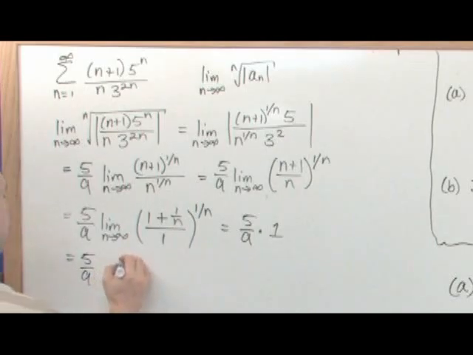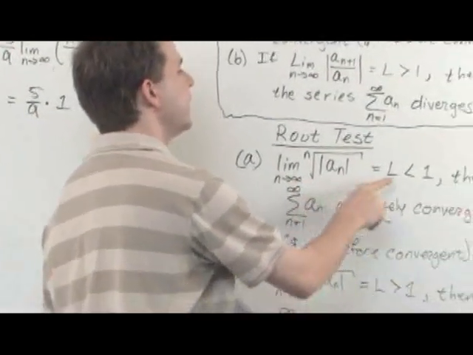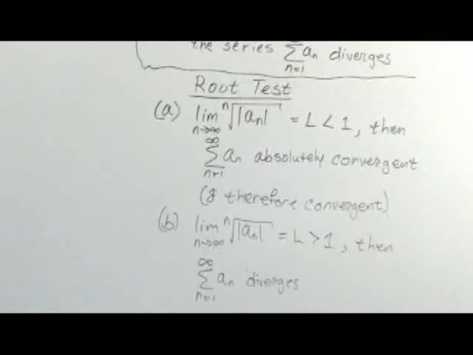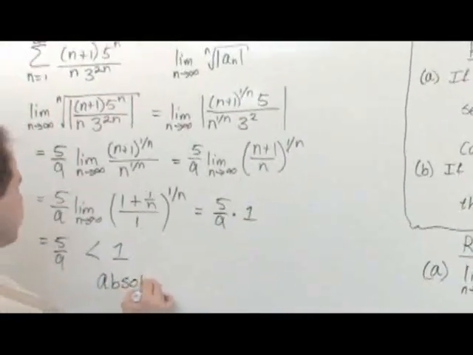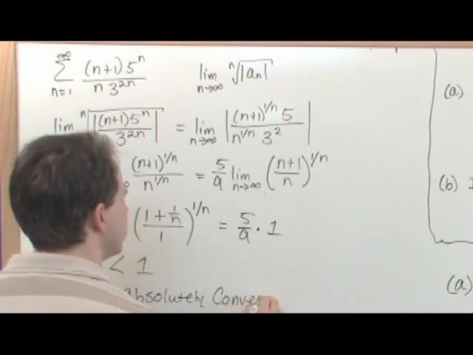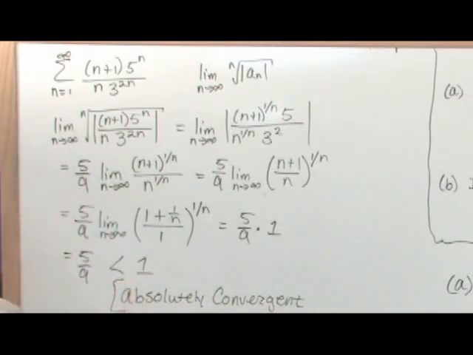And since 5/9 is less than 1, because it's less than 1, if you go over here to the root test, when you do this thing and you find out a limit less than 1, then it's absolutely convergent. So you could say absolutely convergent, which also means it converges. So it does the regular convergence as well.